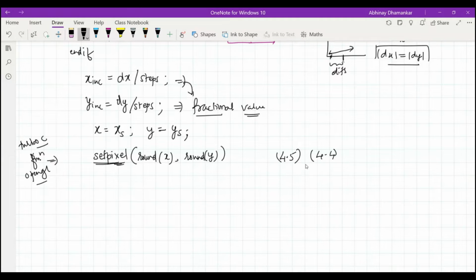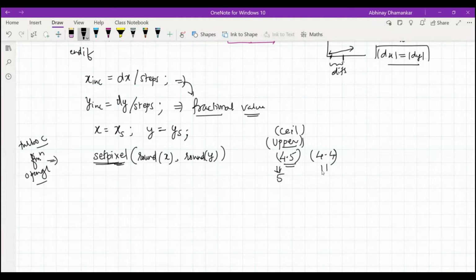So 4.5 will be rounded off to 5, upper. Okay, this is called upper, or we can say ceiling. Ceiling is always above. Okay, bottom is below, right? So likewise we can say that it is a ceiling value. Okay, let me find out whether I'm correct or not. Ceiling value, yes. It is also called upper, or ceiling.